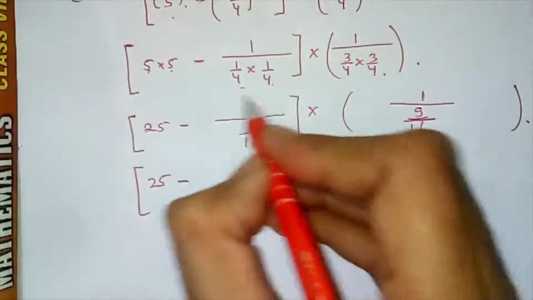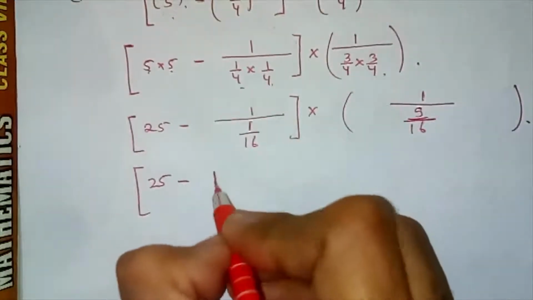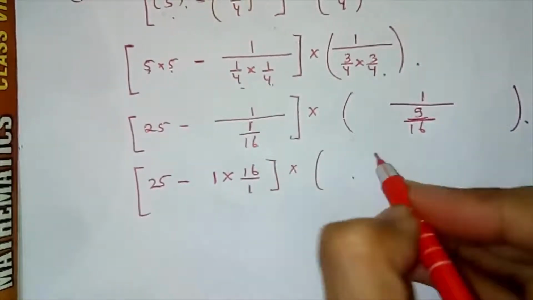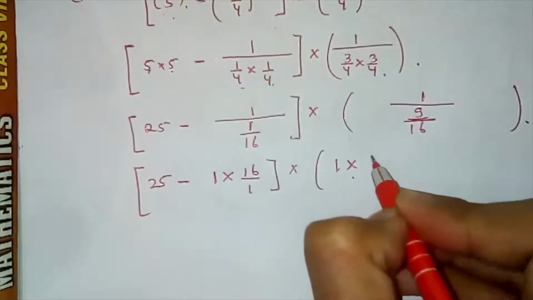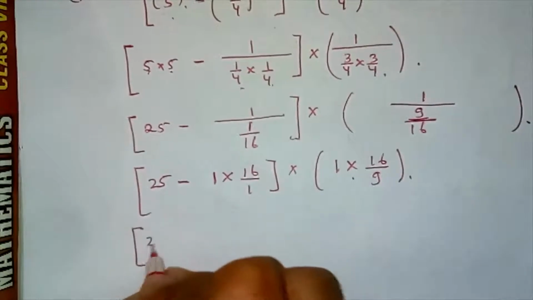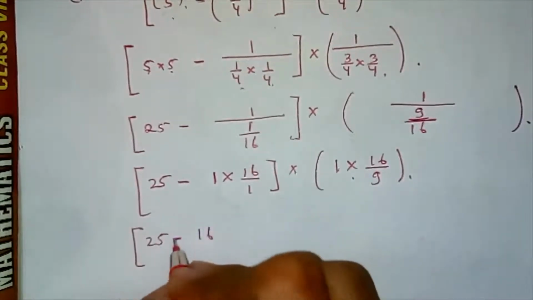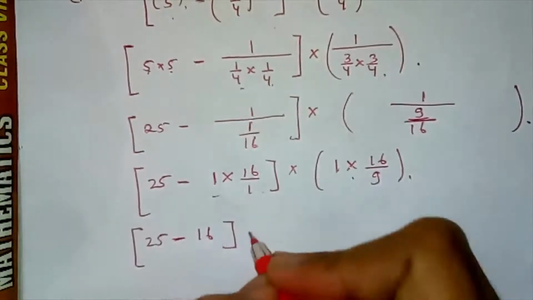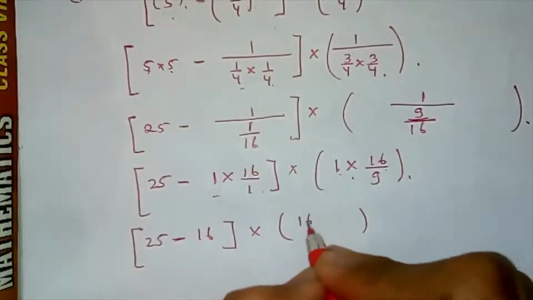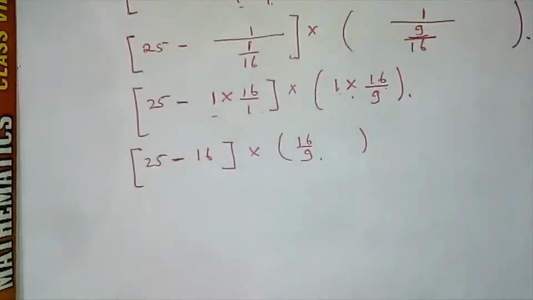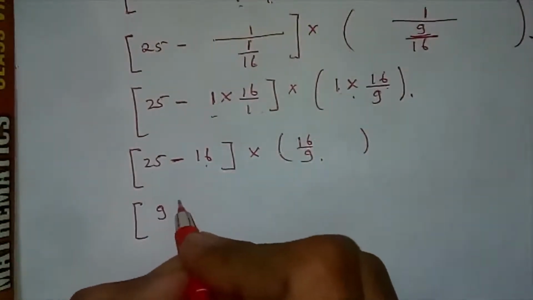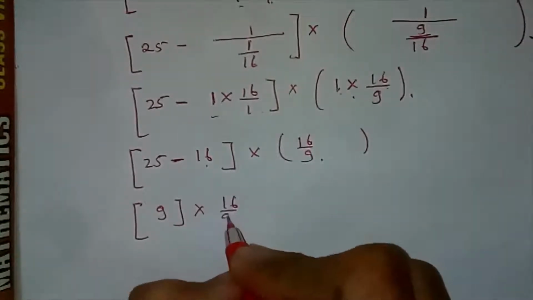25, let's simplify it. After simplifying, we will get 1 into 16 upon 1, and simplifying this we will get 1 into 16 upon 9. 25 minus 1 into 16 is 16. First we will multiply, BODMAS rule, and then 1 into 16 is 16 upon 9. So here 25 minus 16 is 9, and is 16 upon 9.